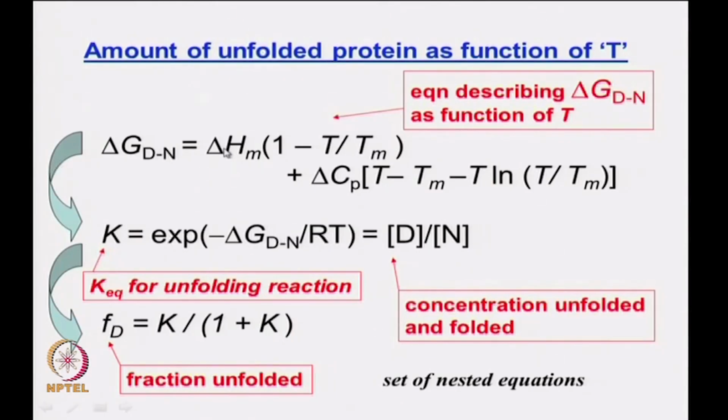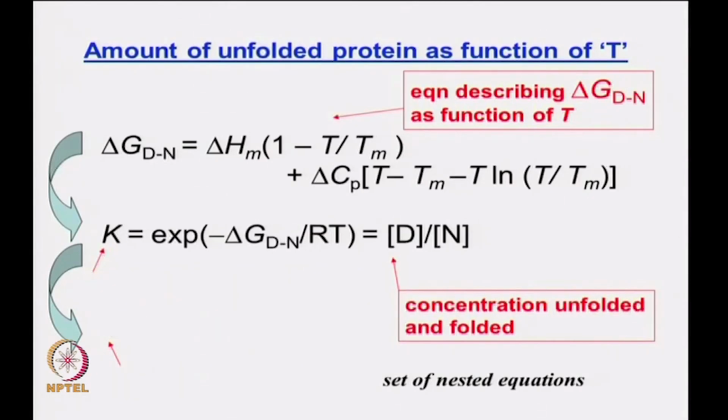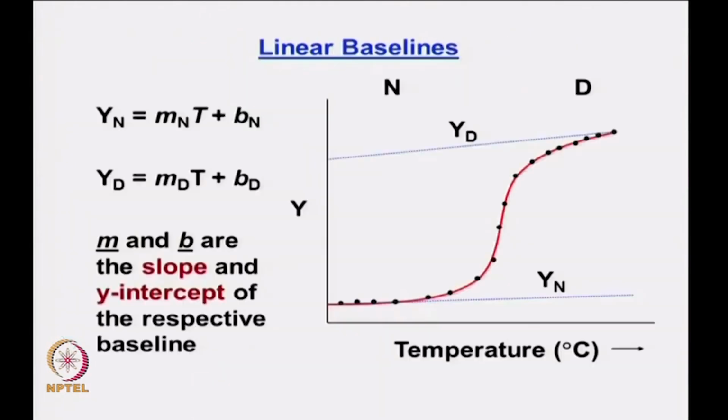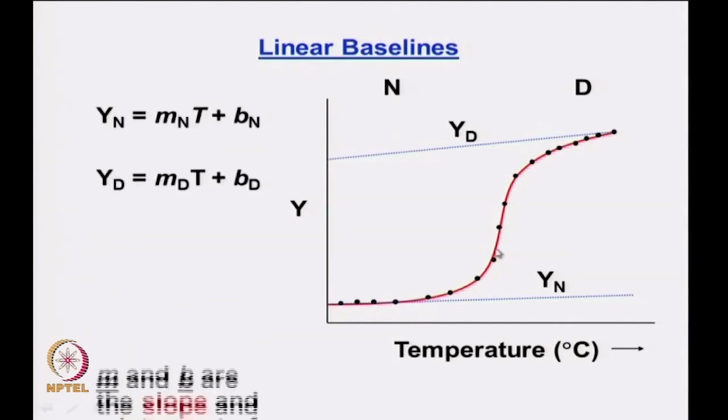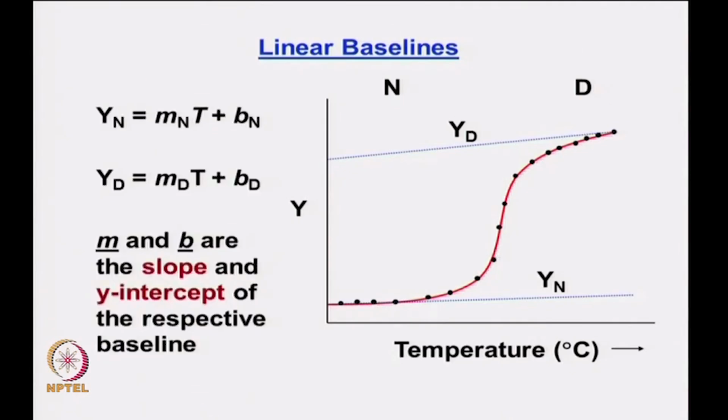So, essentially all these parameters have to be fitted together. That means, when you have that transition curve, those circles, if you remember all these experimental points, you are trying to fit these experimental points, and this fit is the red line. So, you need all these equations together to fit your experimentally observed transition.